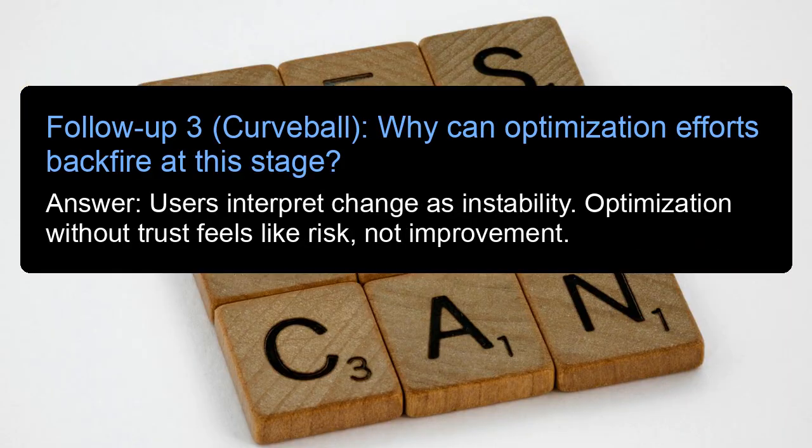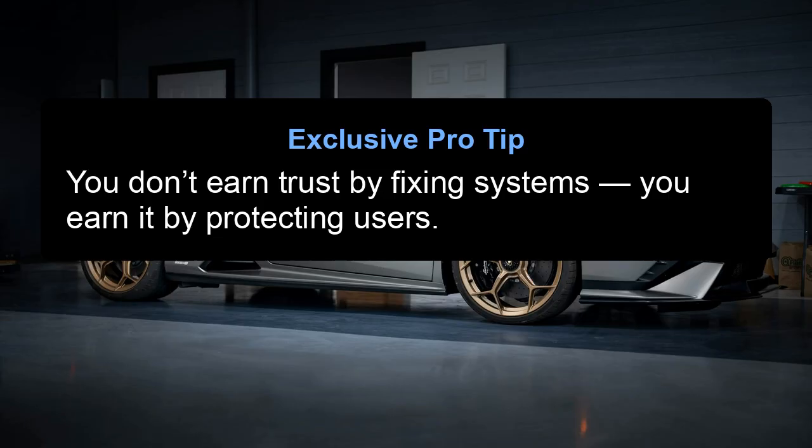Follow-up 3. Curveball. Why can optimization efforts backfire at this stage? Answer: users interpret change as instability. Optimization without trust feels like risk, not improvement. Exclusive pro tip. You don't earn trust by fixing systems. You earn it by protecting users.